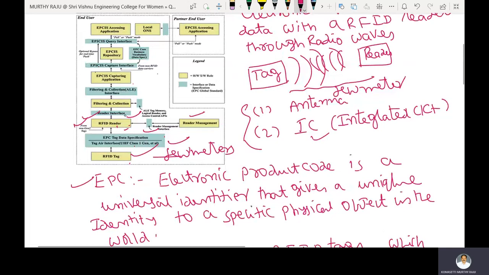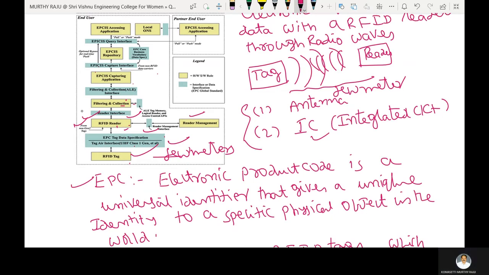This one is the RFID radar interface. The RFID radar extracts the information from the RFID tags and also from non-Generation 2 tags. That information is stored in the memory of the RFID radar. The function of the radar interface is to transfer such raw tag information to the filtering and collection application. That is the main function of the radar interface.